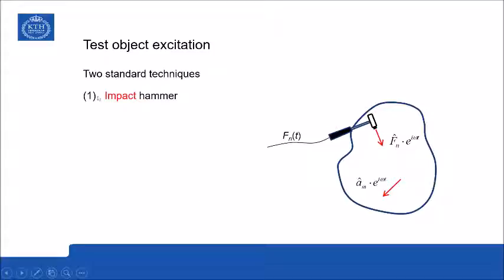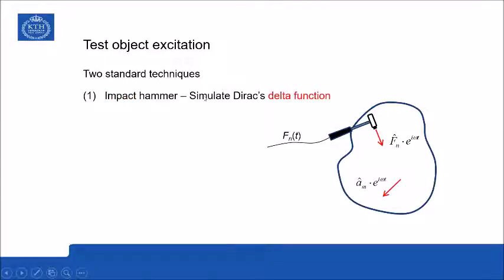And typically there are of course many techniques to excite a structure, but there are two standard techniques. And the first is an impact hammer. In principle, we have a hammer here with a force transducer mounted in the tip. So we hit with this on the excitation point here. And then, of course, we measure the response with an accelerometer in this point.